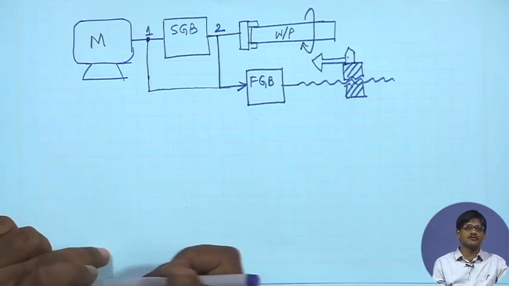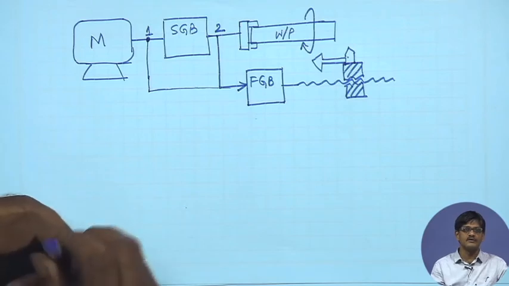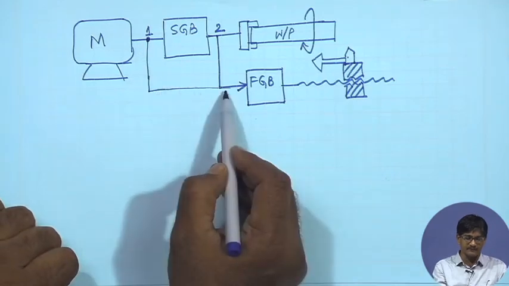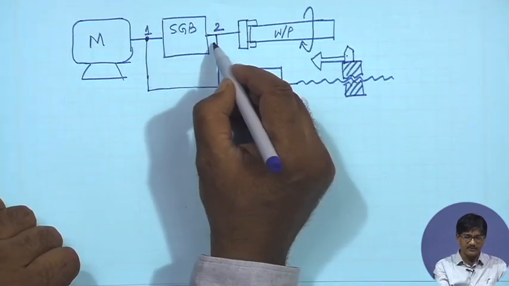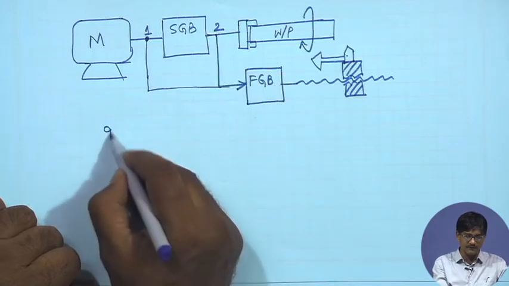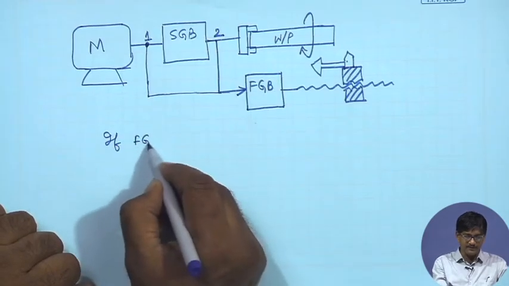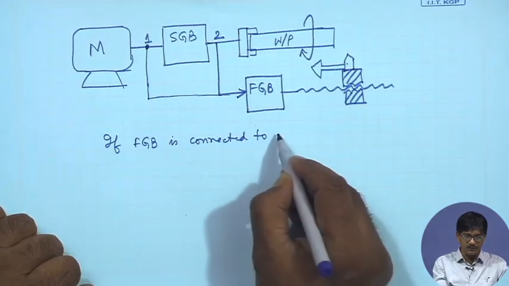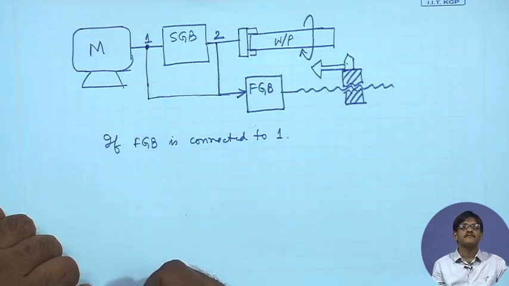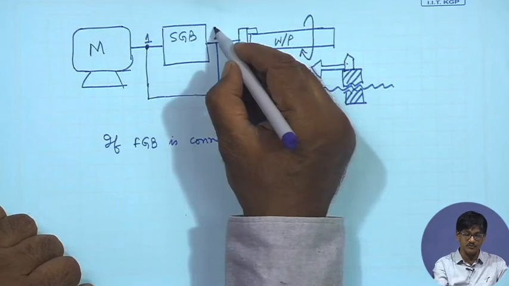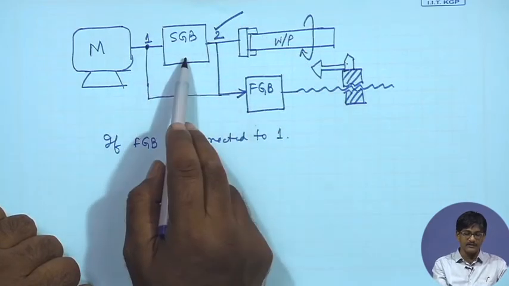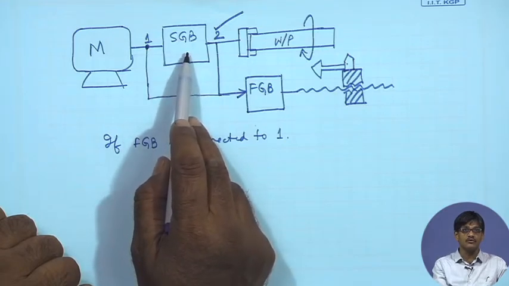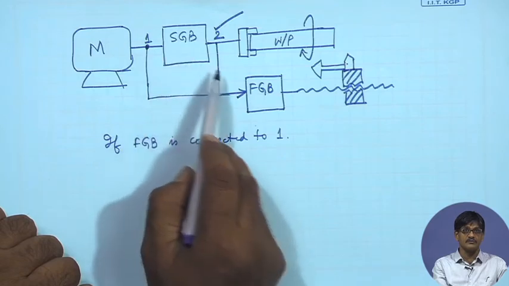So, let's have a look. How is the location of a gearbox decided on a machine tool? Suppose I do not connect it here. If the feed gearbox (FGB) is connected to 1, then what would have happened? Actually, it is connected at 2. If it is connected at 1, whatever changes you make in the speed gearbox would not be registered by the feed gearbox.